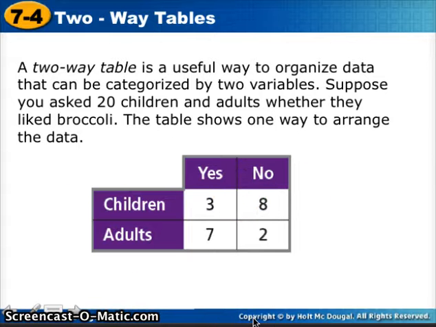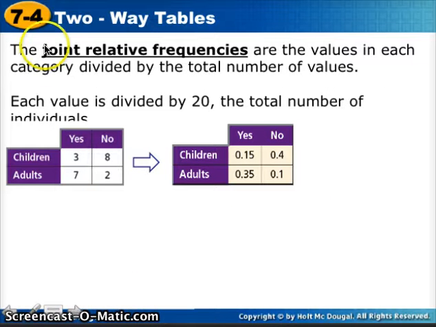The joint relative frequencies are the values in each category divided by the total number of values. Since these numbers all add to 20, if I divide each number by 20, I have the joint relative frequencies. How did I get the 0.15? I did 3 divided by 20.